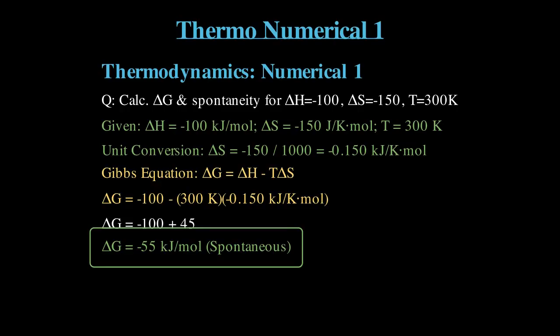Finally, to predict spontaneity, we look at the sign of delta G. Since delta G is negative, the reaction is spontaneous at 300 Kelvin.